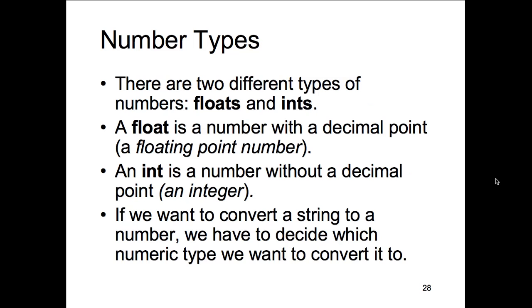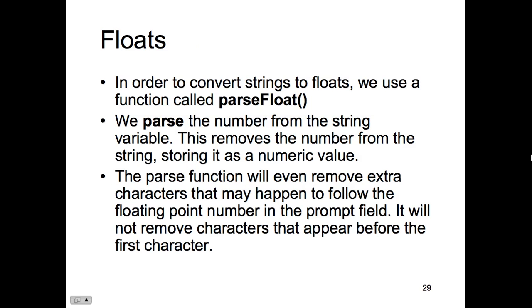And here are some examples. We have numerical types. We don't have too many types. We have 2 different types: floats and integers. A float is a number with a decimal point, which can be used for doubles as well. An integer is a whole number, no decimal points, no precision. So if you want to convert a string to a number, you have to decide which numerical type you're going to convert it to.